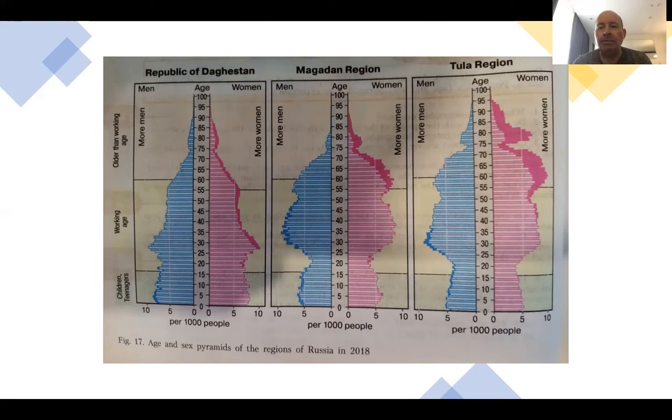It has a bulge in the middle. It has a significant number of people in the older than working age bracket, and it also shows a significantly higher number of women than men in the older age group. So how can we explain the population pyramid of the Tula region? Well, things happening in the Tula region are similar to things that are happening in Russia as a whole.